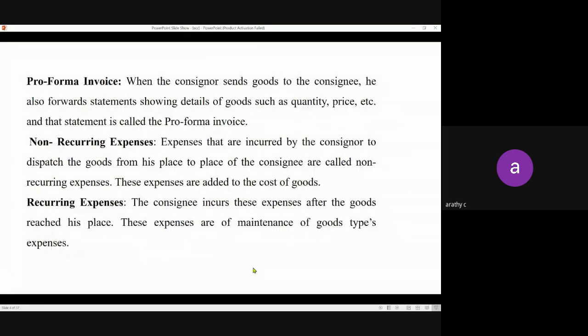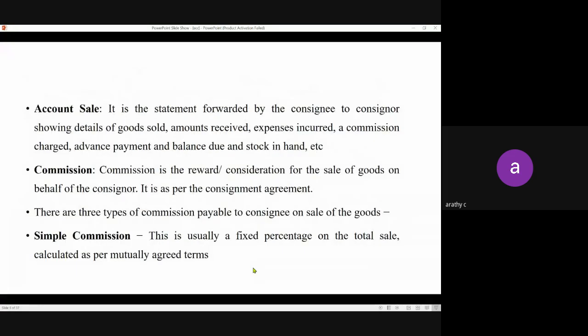The examples of recurring expenses are advertising, selling expenses, godown expenses, carriage outward, salesman salaries, etc. These are the examples of recurring expenses.